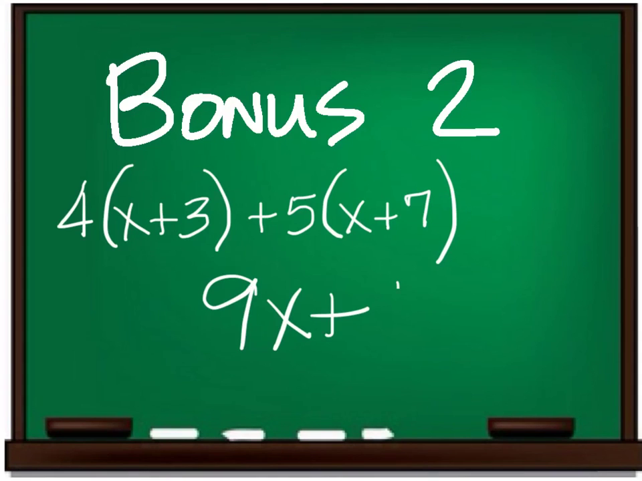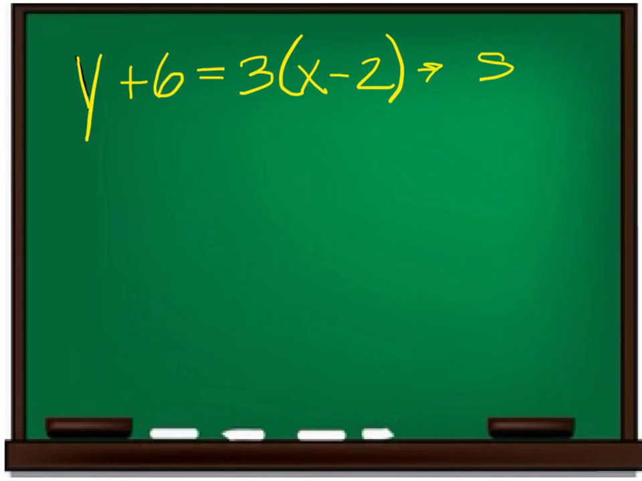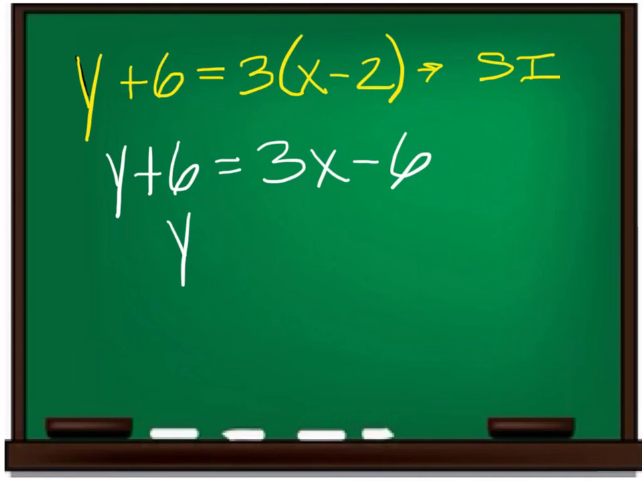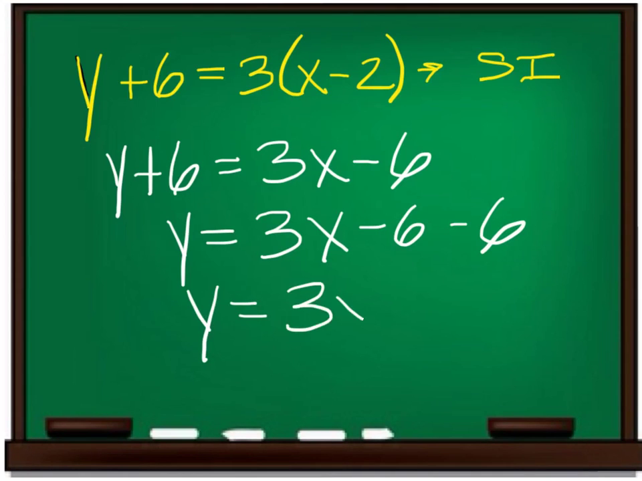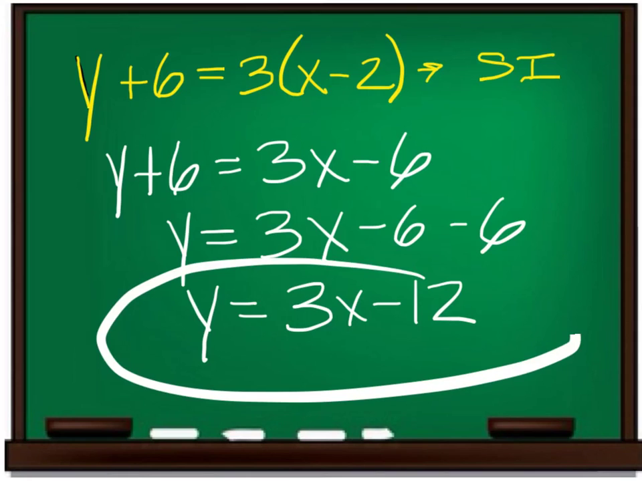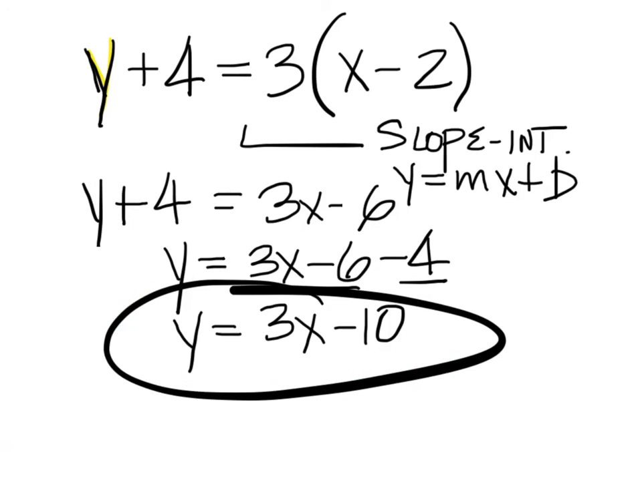Nine x plus 47. This is y plus 6 equals 3x minus 6. So you should have y equals 3x minus 6 minus 6. And that changes to a minus 12. Any questions about that? What form is it in? Where? Oh, okay.